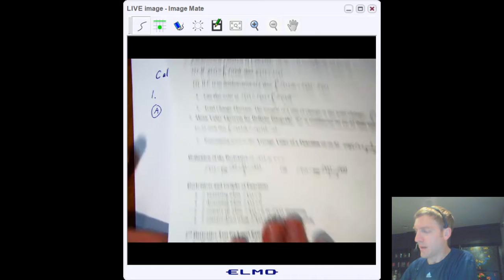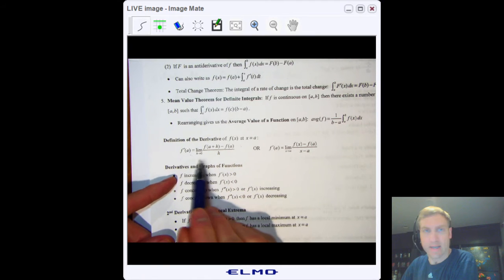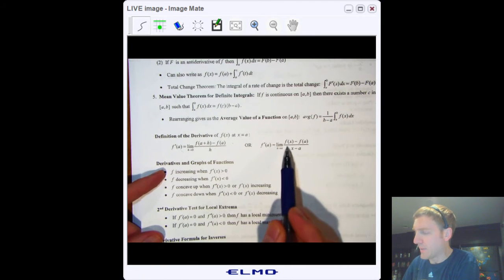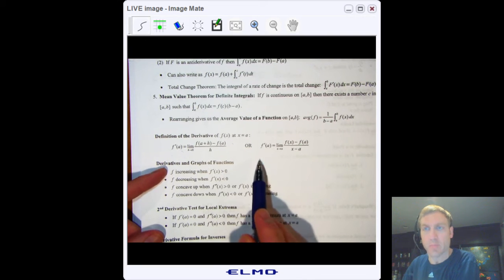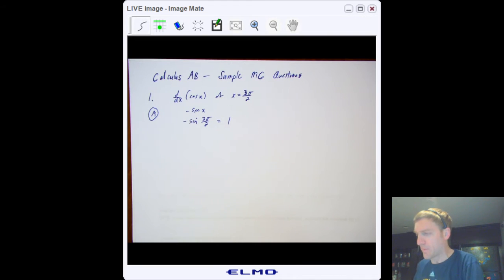All right, so with a problem like that, if you ever see a limit in that form, one more time, f of a plus h minus f of a over h as h goes to 0, or limit as x approaches a, f of x minus f of a over x minus a, recognize that those are both the definitions of the derivative.